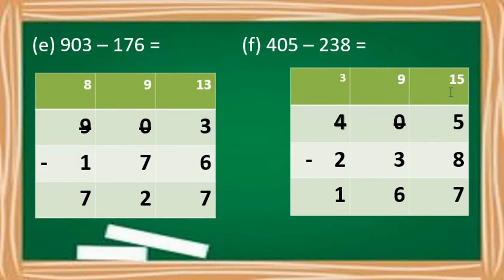So that time we take the borrow. 10 plus this 5 is 15. 15 minus 8. So how many, students? 7. Okay, then we cut the further digit and put the 9. 9 minus 3. How many, all students? 6. 9 minus 3 is equal to 6.